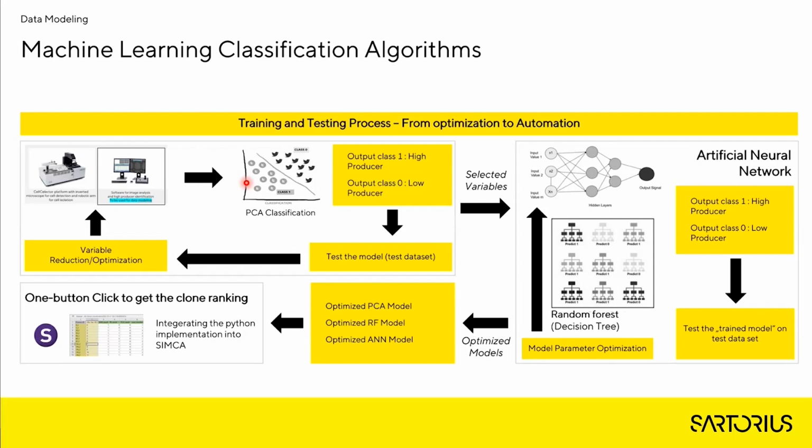And at the end, each clone, which you are using as a test data set, would get a score based on these different models. For example, score 3 means that all three models agree on this clone being a high producer. Then you get a rank of 3, 2, 1, or 0. At the end, this sophisticated multimodal approach, which was implemented in Python considering hyperparameter optimization, would be integrated into Simca with a one-button click to get the clone ranking.